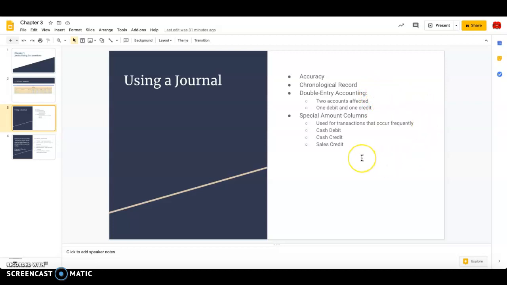Probably one of the nicer things about using journals is you can customize them to fit your business. There's not just one way that a journal looks. You can include what are called special amount columns, which are used for transactions that occur frequently. For instance, cash debit, cash credit, and sales credit. Those 3 accounts are going to be affected in almost every one of our transactions, and so these are called our special amount columns.